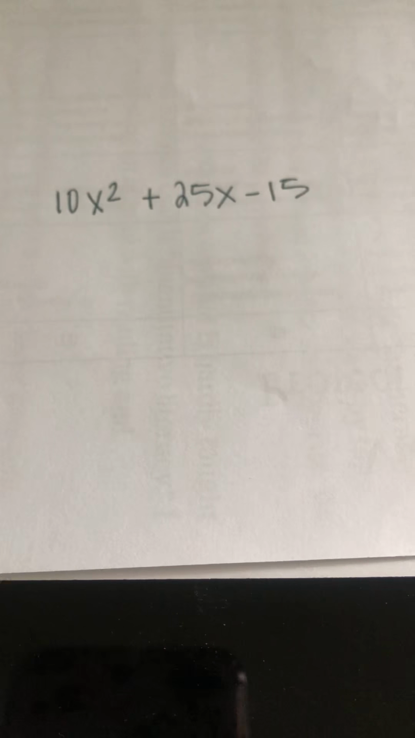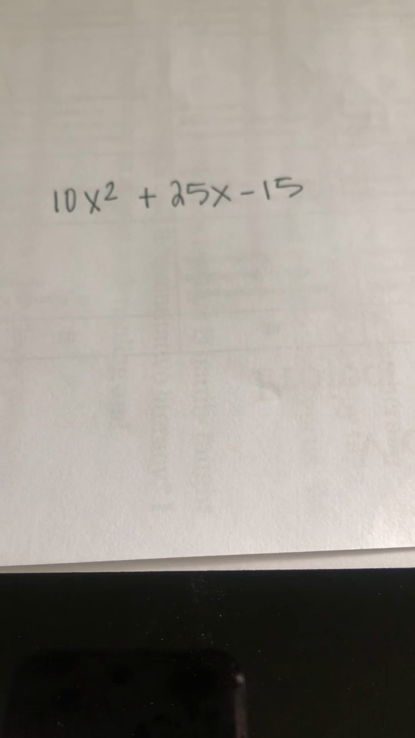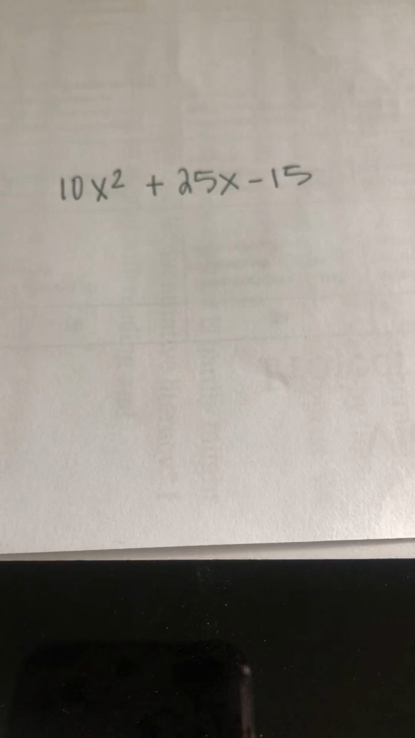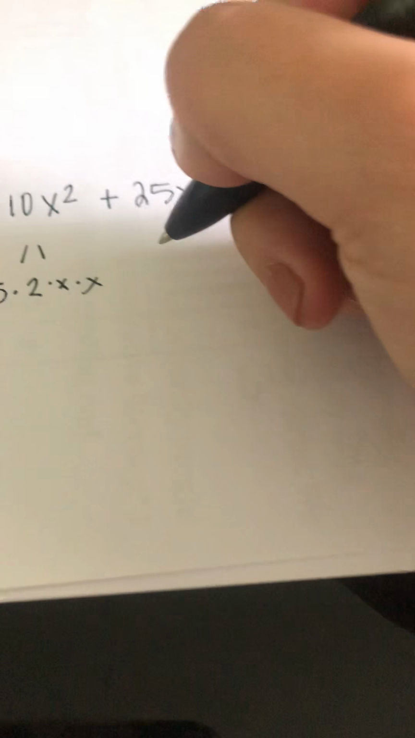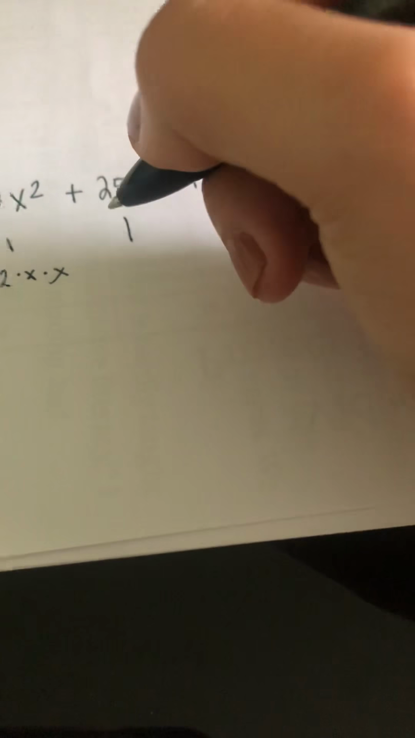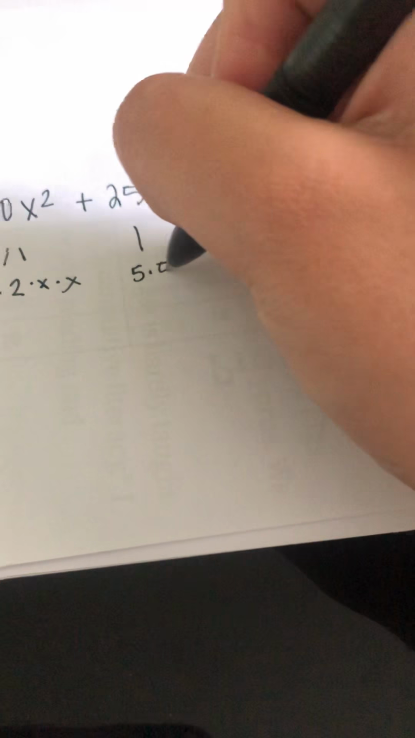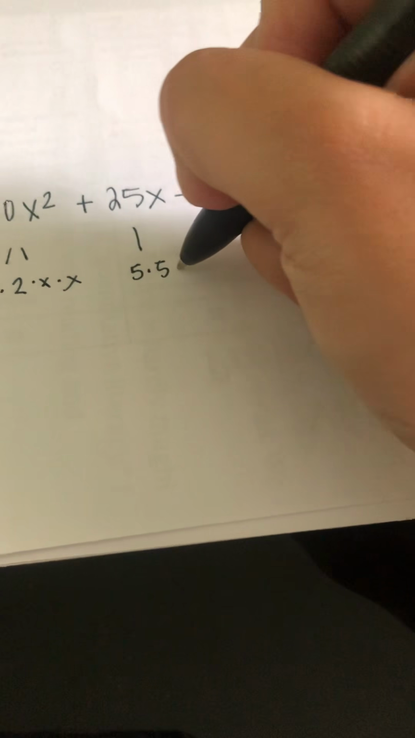So this is letter A in the notes. What we have is 10x squared plus 25x minus 15. So as explained in the video before, you have to factor these numbers. So we know that 10 can be written as 5 times 2, right? And then this x squared can be factored as x times x. And then if we want to factor this 25, I know that I can say it's also 5 times 5. And this x, I can't factor it out, so I'm just going to write it as is.